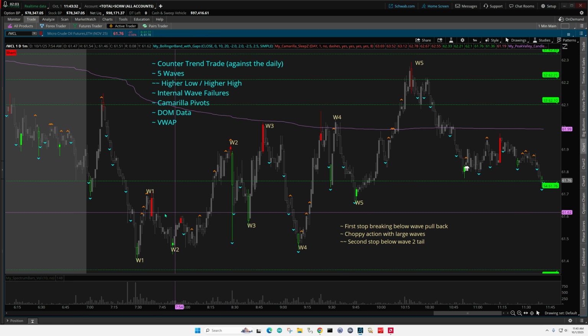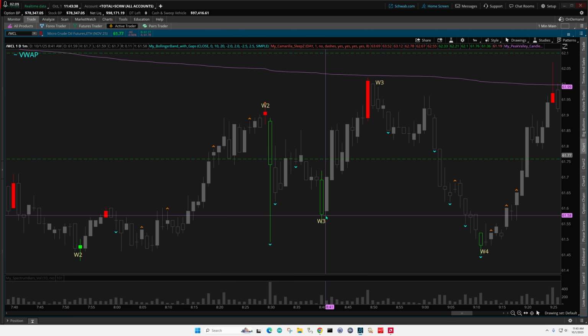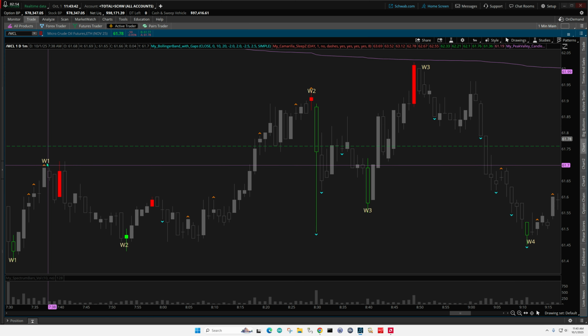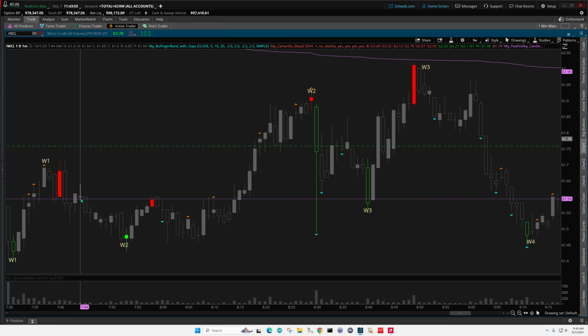Internal wave failures, I'll show you some examples of that. So here, where I'm flashing my cursor at wave 1, price comes down and then goes up and makes this doji. So this is candle body over this candle body. So price is no longer going down when you have candle body over candle body. And you can see that price then went lower. That's a failed internal wave.